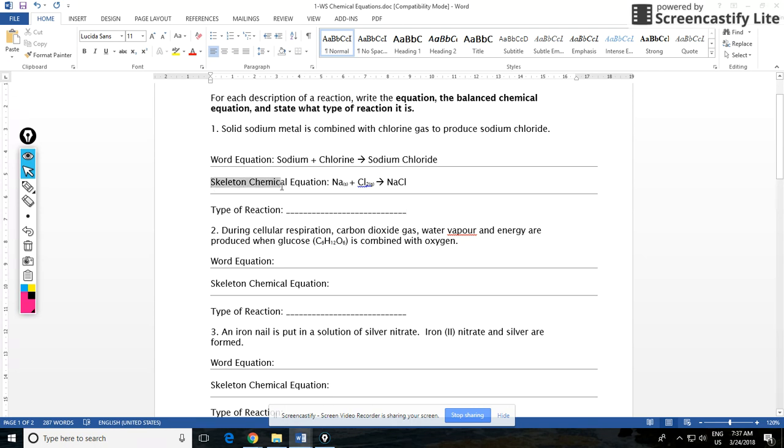So again, we call this one a skeleton equation because it was not balanced. There wasn't the correct number of atoms on both sides. But right now, we're not going to worry about that. We're just going to worry about writing word equations and skeleton equations. Those are our first main steps.